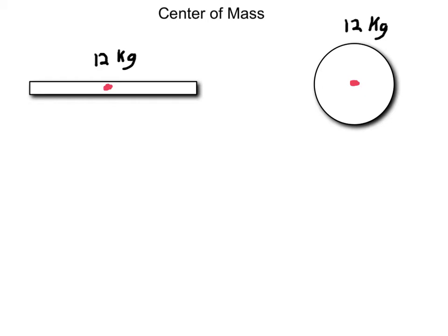Meaning that if I put, let's say this little plank is actually a seesaw, if I put my logical rotation point, a fulcrum, right there at the center of the mass, this thing would balance perfectly.